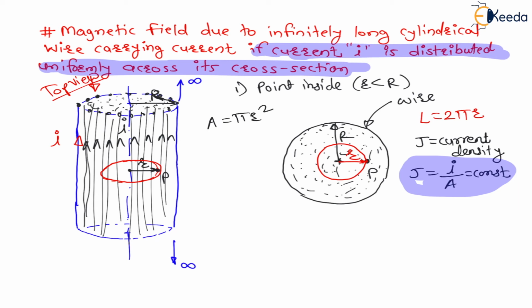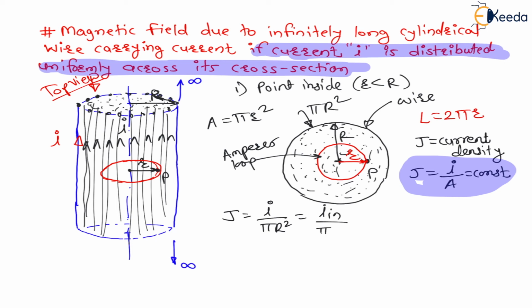Therefore my dear students, the area of the Amperes loop is pi r square. This is the Amperes loop, and for the wire the area will be pi capital R square, right? So the current density will be equal to I, total current divided by total area, is equal to I inside divided by loop area. Therefore I inside will be small r square divided by capital R square into total I, right? This will be the inside current. So I have calculated the inside current.